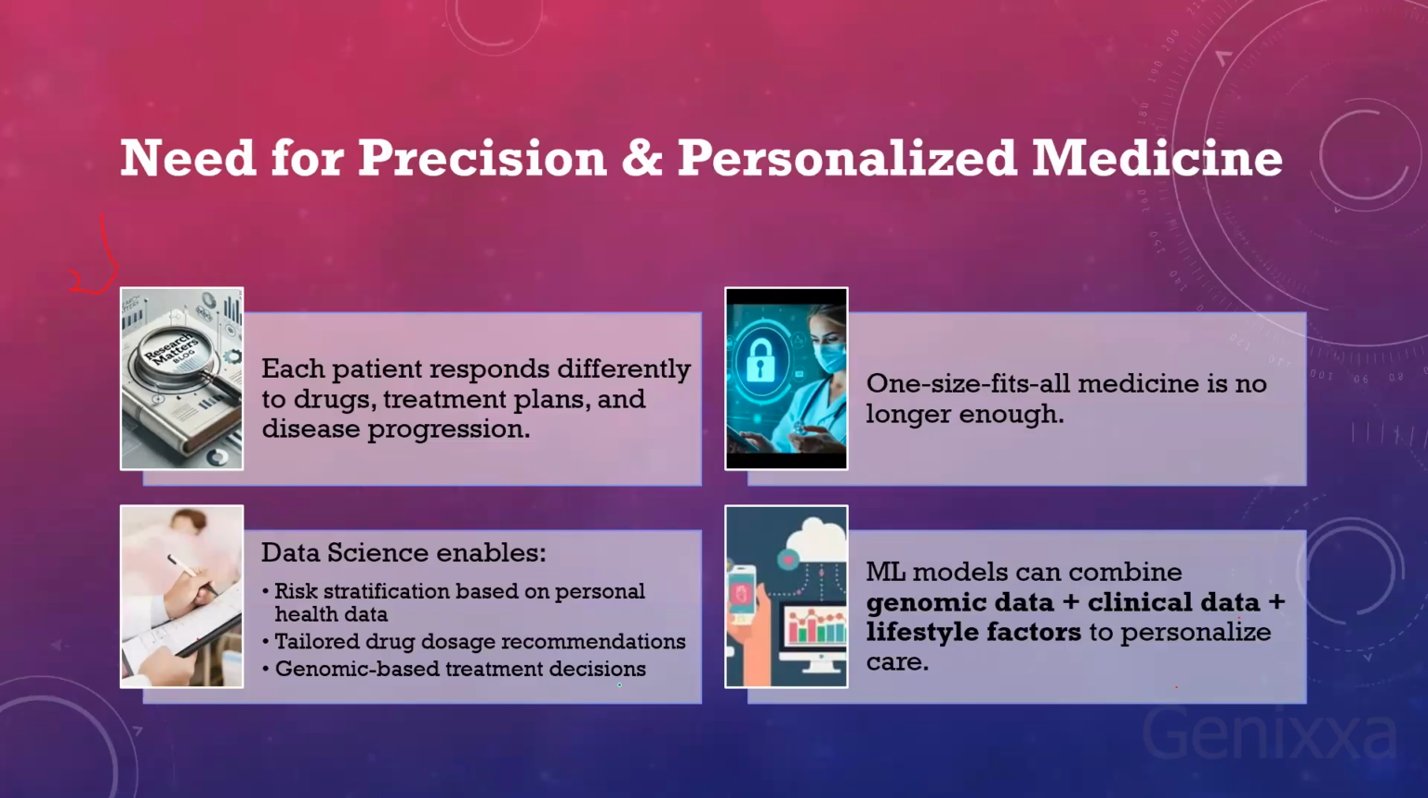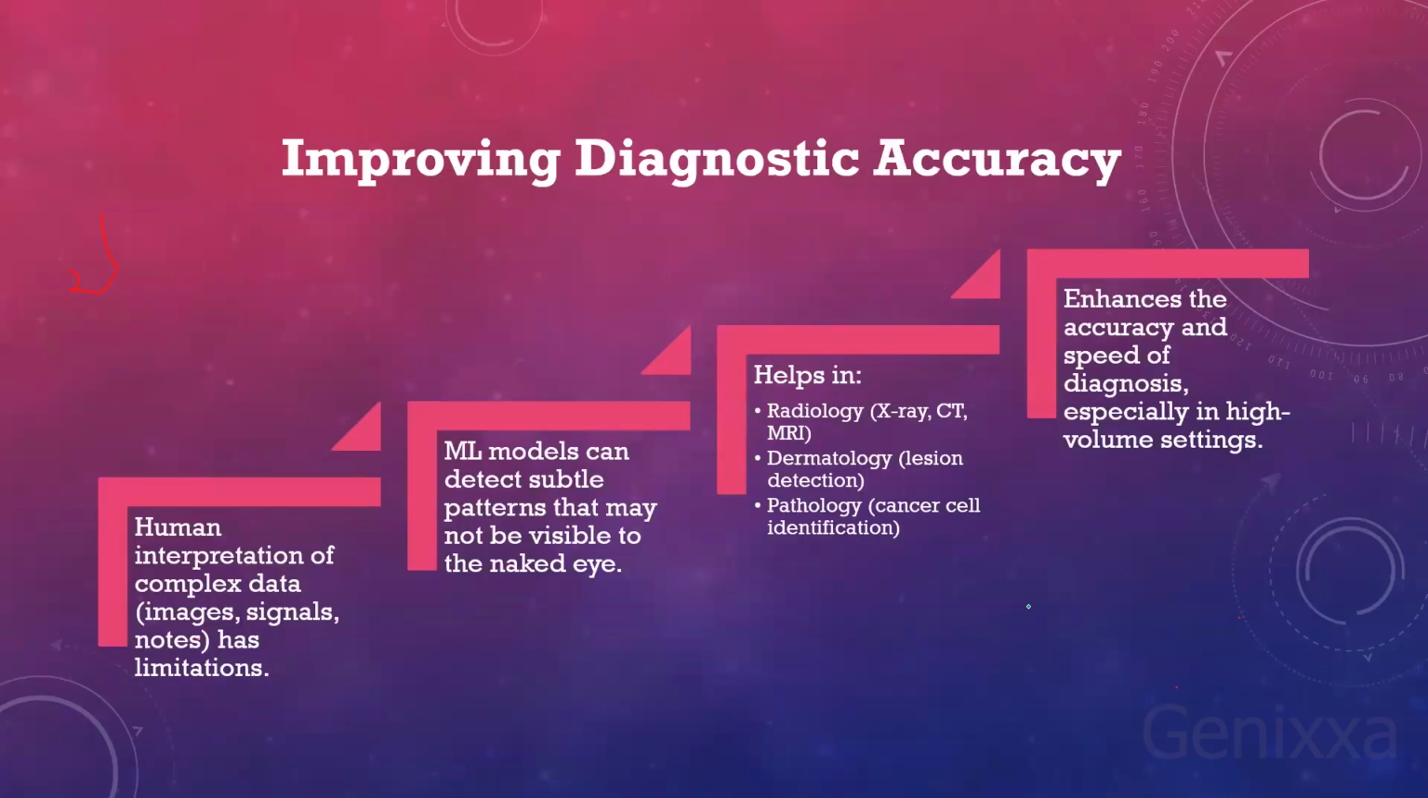And in that situation, data science may help us to do risk stratification based on the personal health data of that person. And based on this stratification, we can tailor the drug doses and recommendations very well. And we can even have better treatment decisions so that we can support their life in the long run. And for this, machine learning can help combine various genomic data sets, the clinical data and lifestyle factors all together for the personalized treatment and medical care that a specific patient may need over time.